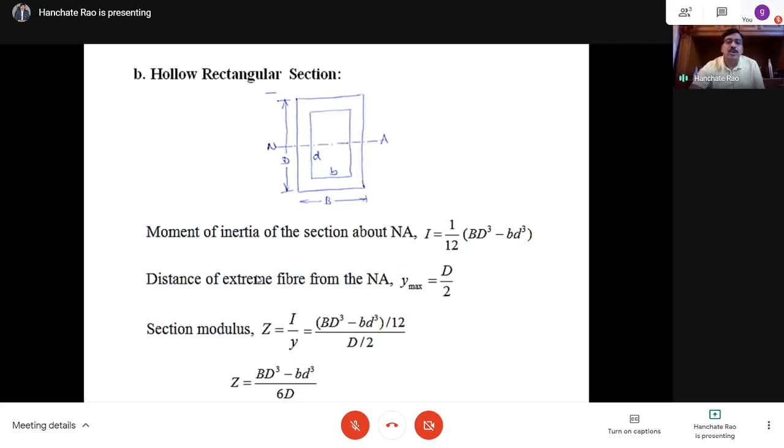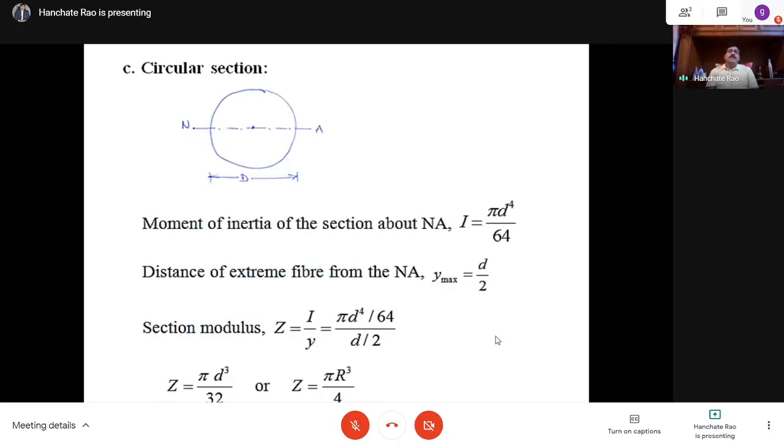So the section modulus is I by Y max. So (BD cubed minus small bd cubed) by 12 divided by capital D by 2. We get the section modulus Z equal to (capital BD cubed minus small bd cubed) by 6 capital D. This is the section modulus for a hollow rectangular section.